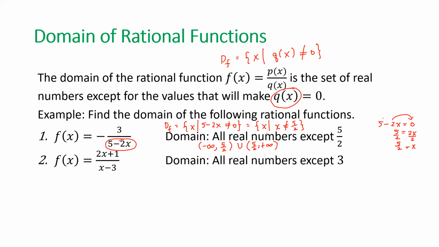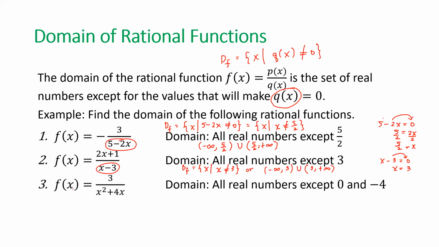Now, second is f of x equals 2x plus 1 over x minus 3. So again, we want to avoid the denominator becoming 0. So x minus 3 equated to 0 would imply that x is equal to 3. So this means that the domain is the set of all x such that x is not equal to positive 3. Or in interval notation, we write it as negative infinity, comma, positive 3, close parenthesis, union, open parenthesis, positive 3, comma, positive infinity.